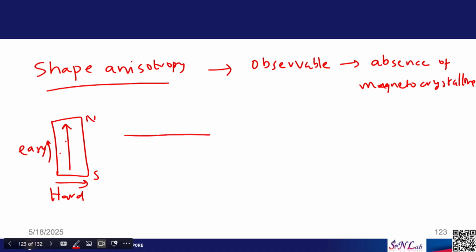Okay, so, when you have a material like this, this is the easy direction, all the other directions are hard directions. So, the rule of thumb is that the north pole and south pole formed by your magnetization should be far away from each other.